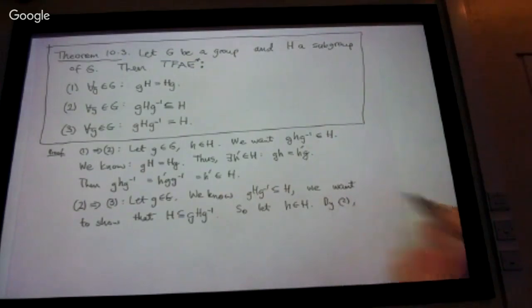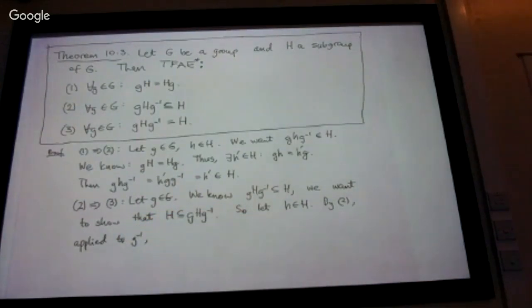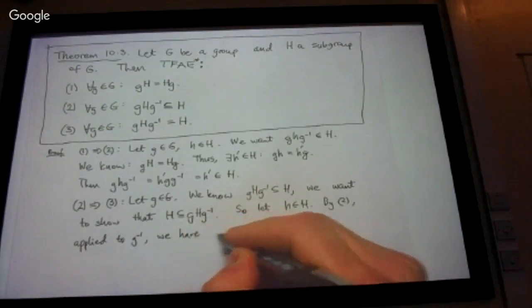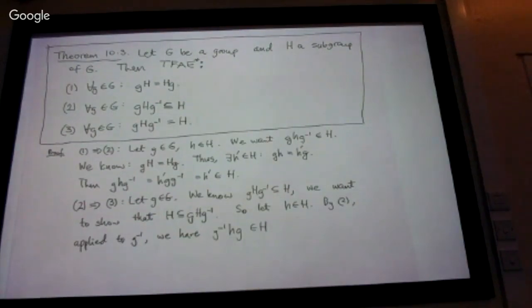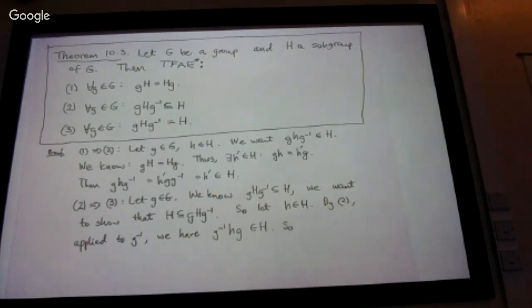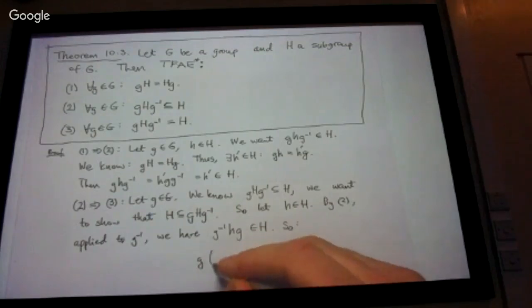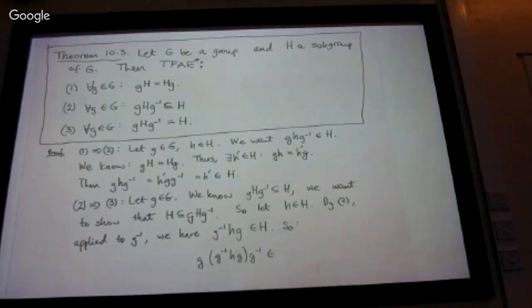And the second condition gives us, but applied to g inverse, we have that if you take g inverse h g, that's in H. So g inverse h g inverse is in gHg inverse.